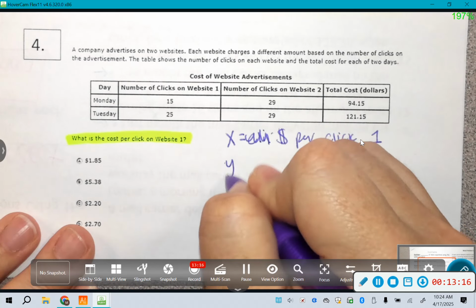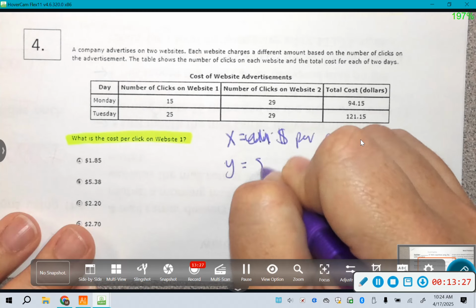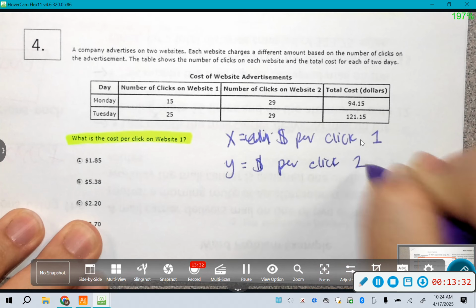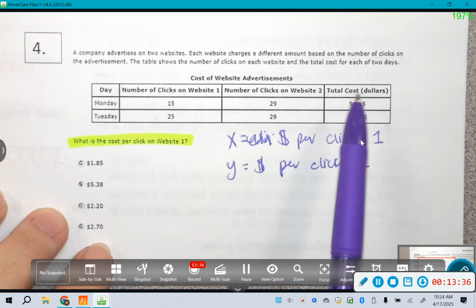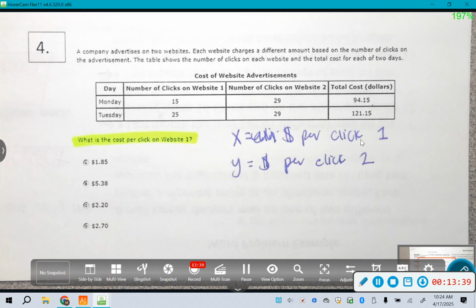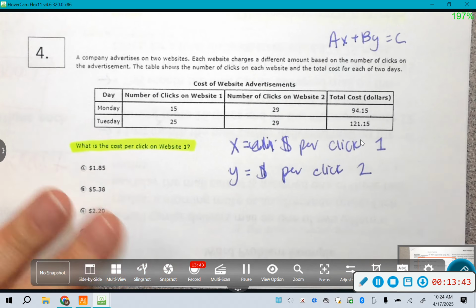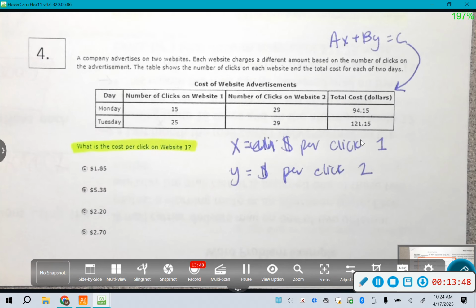So therefore, what's Y? Anybody? Yeah, it's the money per click on website 2. Read the table. Number of clicks, website 1, number of clicks, website 2, and our total cost. Anytime you're given a total cost, y'all, it's going to be AX plus BY equals C. Anytime you're given a total cost, because C is always a total.